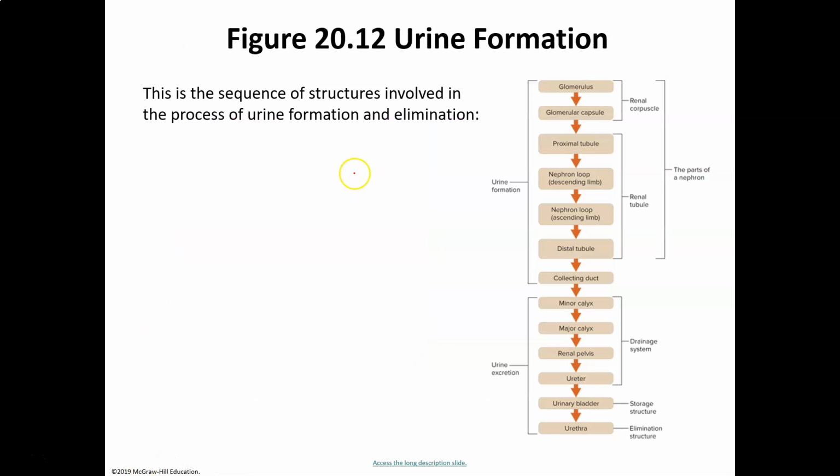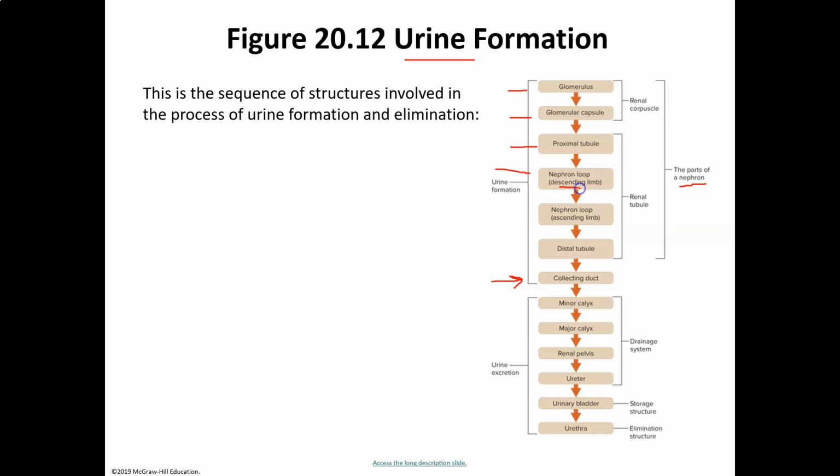All right, here's the path. So if you're going to make urine, urine leaves through the collecting duct. That's where you have urine. Prior to that, really, it's not urine. You're forming urine. So it has to go through the glomerulus. It has to go through the glomerular capsule. It has to get into the proximal tubule. And of course, these are the parts of the nephron. It has to get into the nephron loop.